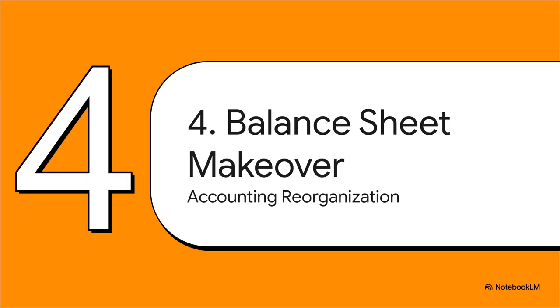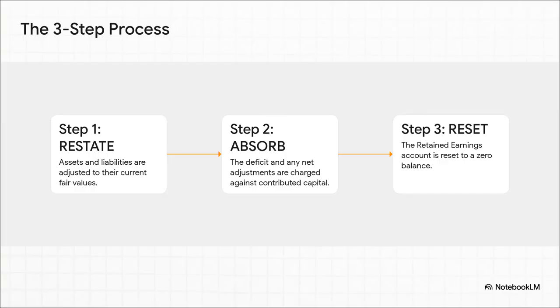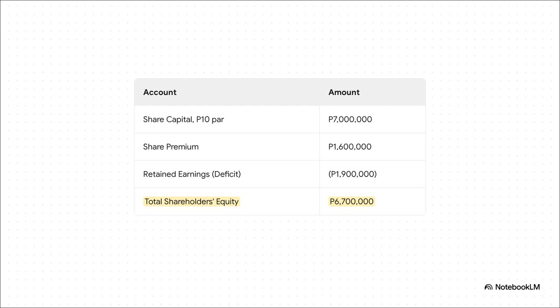Now, let's walk through that more complex path, the accounting reorganization, step by step. This is where the real action is, and honestly, where most of the tricky exam questions come from. The easiest way to remember this is with three words: restate, absorb, reset. Seriously, burn that into your brain. First, you restate your assets and liabilities to their true current market values. Second, you absorb those value changes plus the old deficit into your capital accounts. And third, you hit the big red button and reset your retained earnings to zero. Done. Fresh start complete.